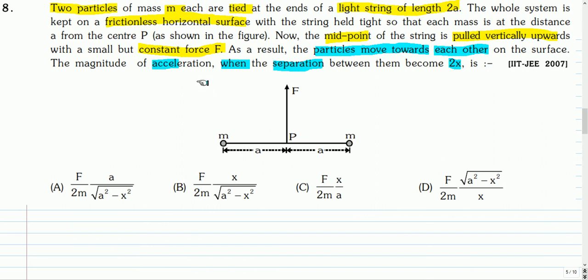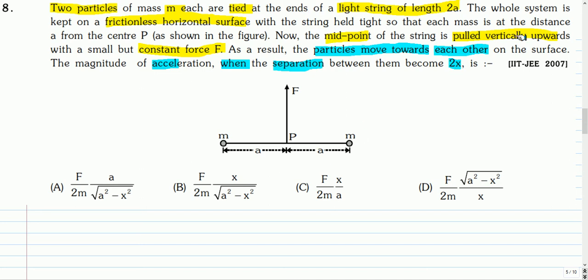This is the next question. Two particles of mass m each are tied at the ends of a light string of length 2a. The whole system is kept on a frictionless horizontal floor with the string held tight so that each mass has a distance a from the center P as shown in the figure. This is center P and two masses at a distance a from the center.